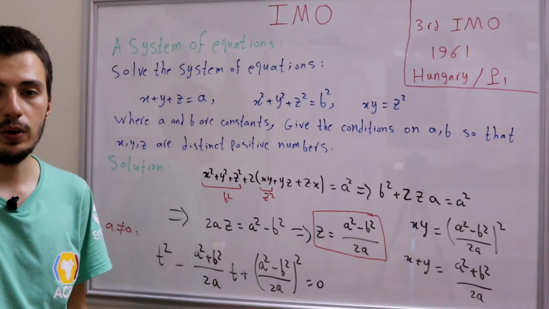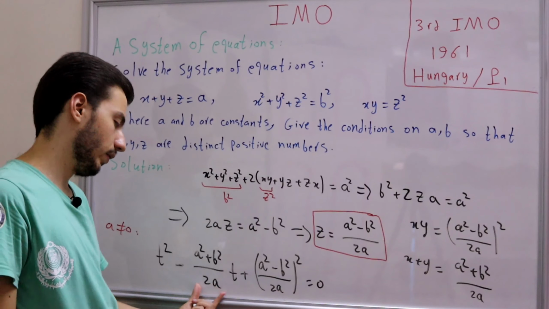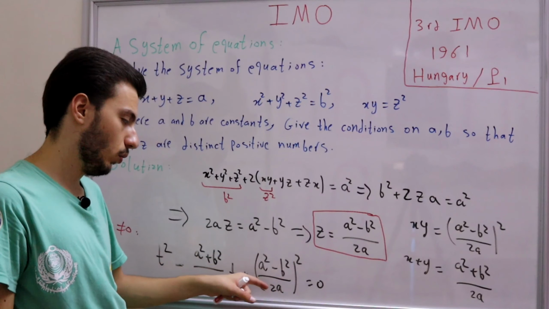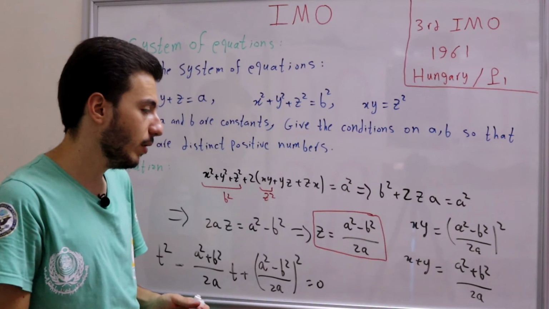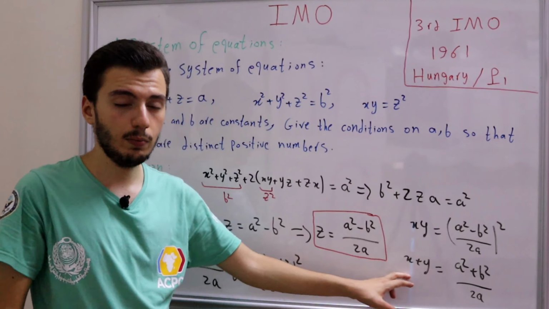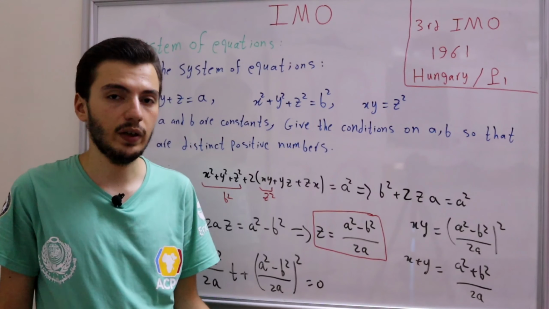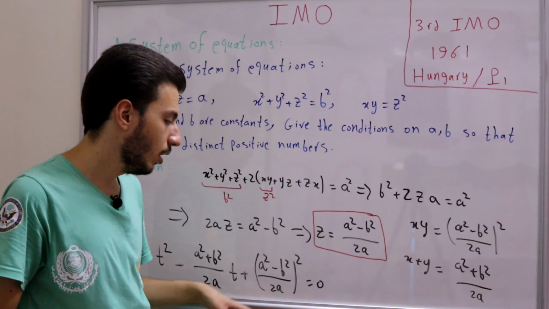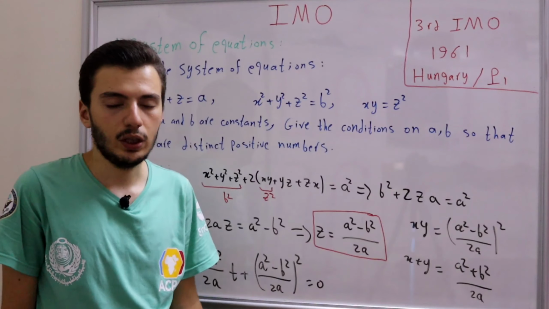Alright, so now we have our equation: t squared minus a squared plus b squared divided by 2a times t plus a squared minus b squared over 2a squared equals 0. So what does that mean? That means that x and y are simply the two solutions of this quadratic equation. And guess what? We know how to solve quadratic equations, right? We just need to find the delta of this equation and apply the solution formula for a quadratic equation.